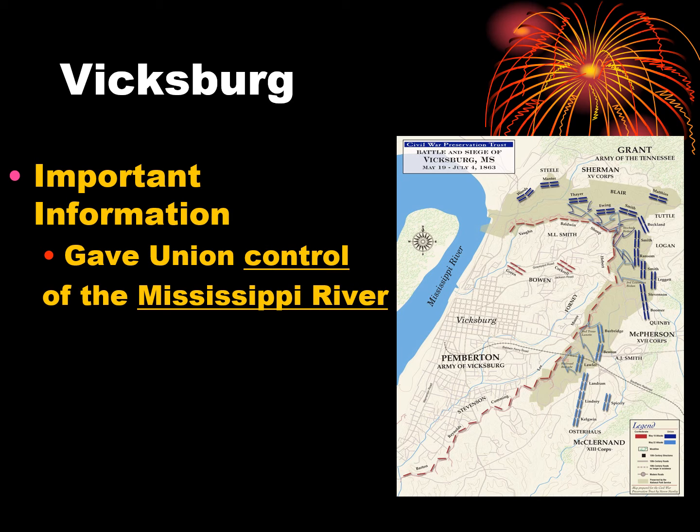Now, Vicksburg was the last holdout for the South on the Mississippi River, which was a key transportation conduit for them. And so with this victory, the North now has control of the Mississippi. So basically, right on top of each other, you have the Battle of Gettysburg and Vicksburg, and these are both major Union victories in July of '63.